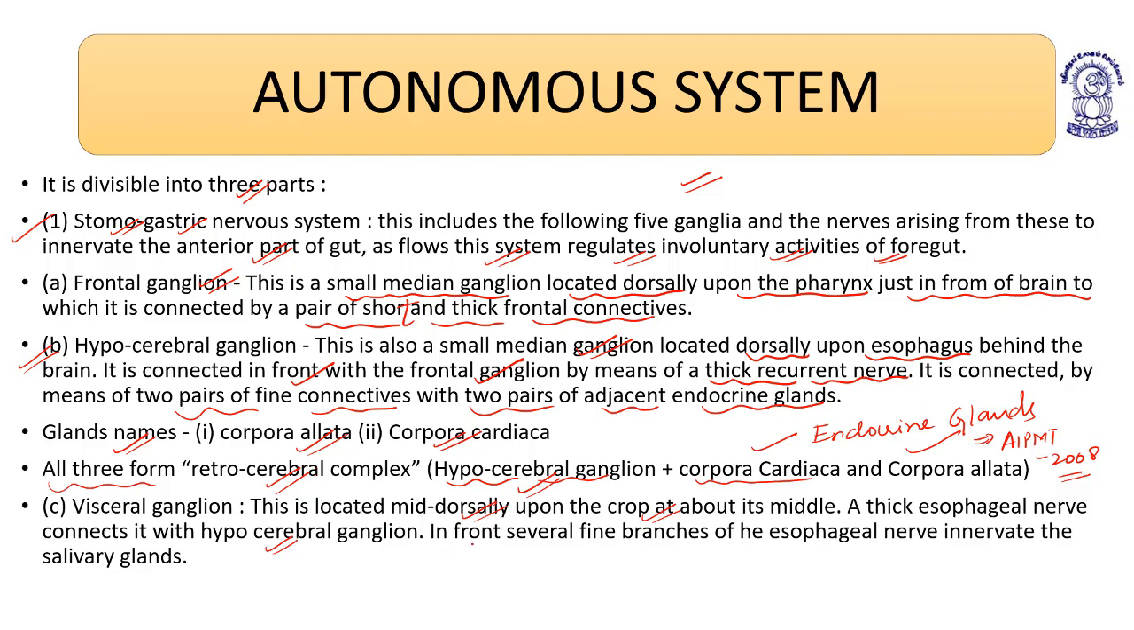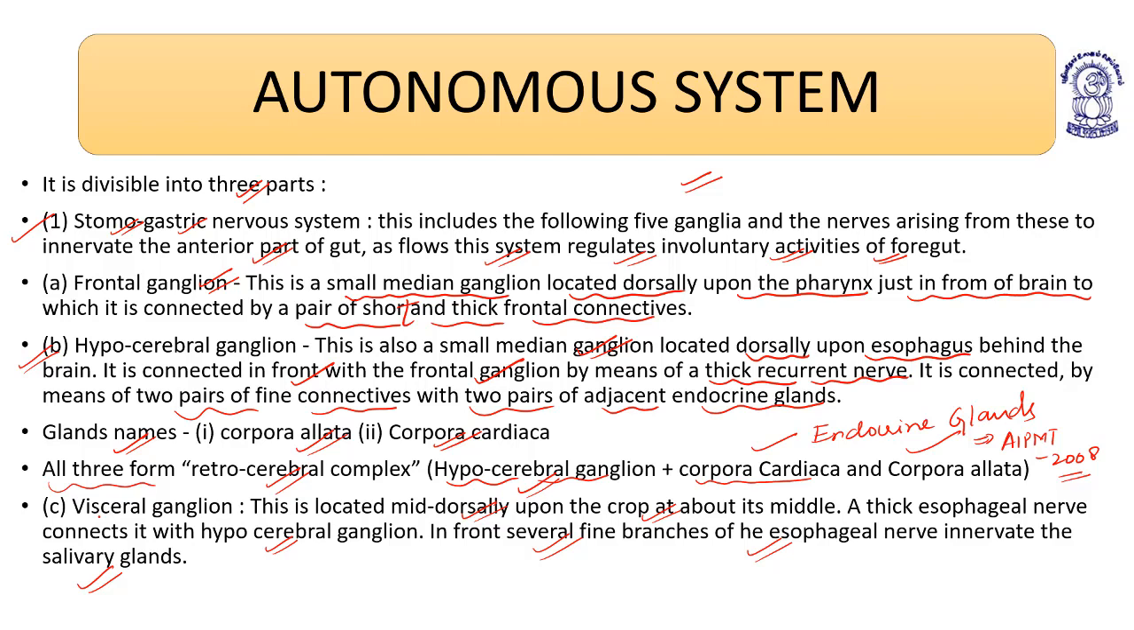In front of these ganglia, several fine branches of the esophageal nerve innervate the salivary glands. So the branches of the visceral ganglia, especially of the esophageal nerve, help to innervate the salivary glands. The thick esophageal nerve gives off fine branches, and these branches help to provide stimuli to the salivary glands. So this is the autonomic nervous system.